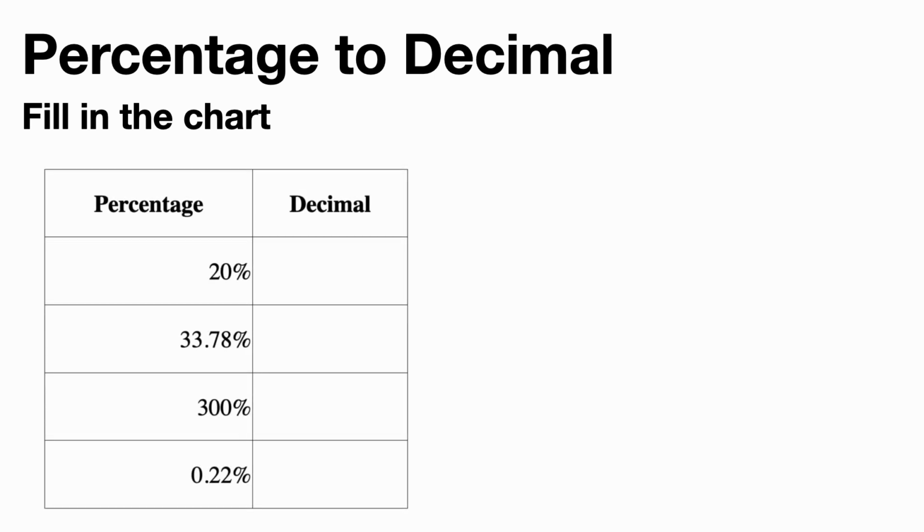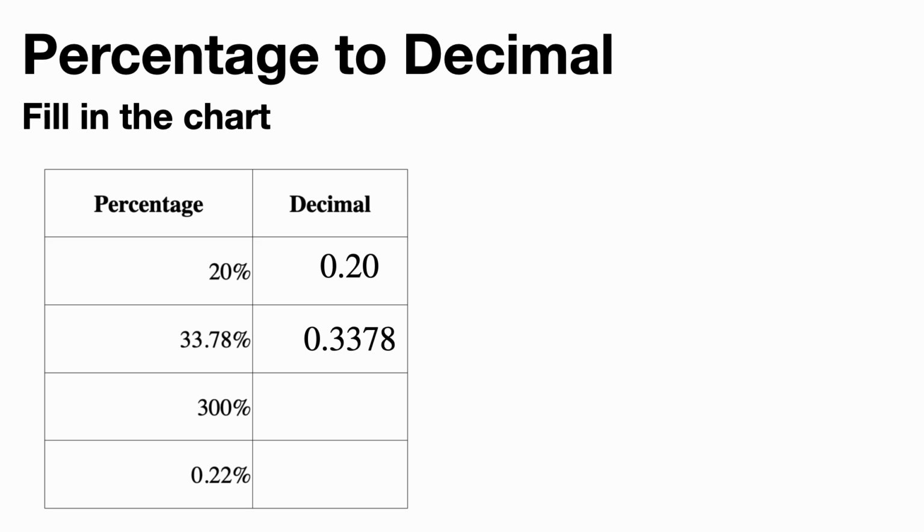If we look at 20%, we want to turn this into a decimal. You could divide 20 by 100 to find the decimal equivalent. That's going to be 0.2. You could also think that you move the decimal place 2 places to the left, right? That's another way of thinking of how we got that decimal value. For something like 33.78%, you could divide by 100, or you could move the decimal place 2 places to the left. It's totally equivalent, and you'll find 0.3378.